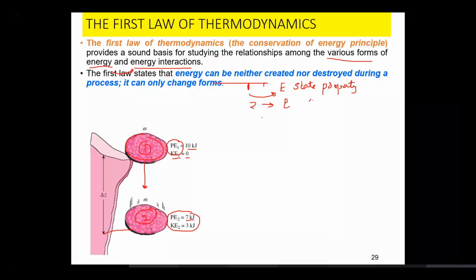So unlike heat and work, heat has no meaning at state 1, heat has no meaning at state 2, but there is a meaning of energy at state 1 and state 2. That means there is a certain amount of energy which is associated with state 1, and similarly there is a certain amount of energy that is associated with state 2.